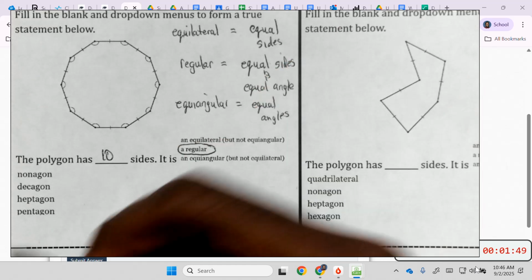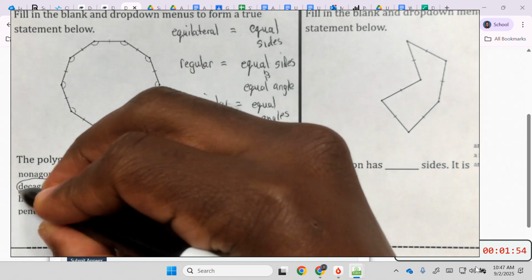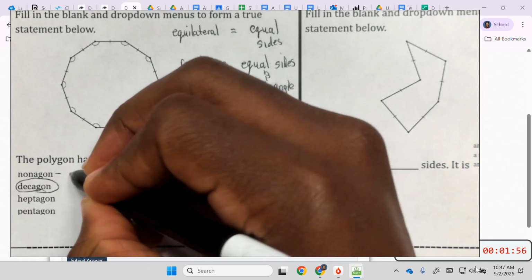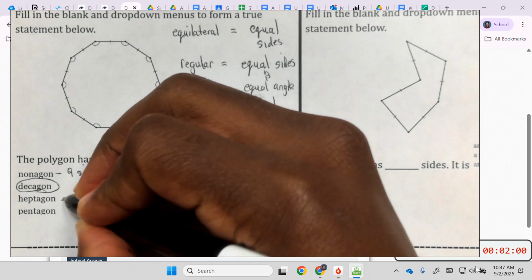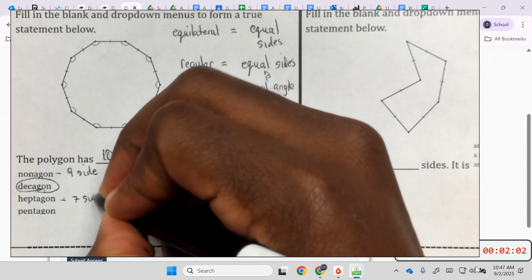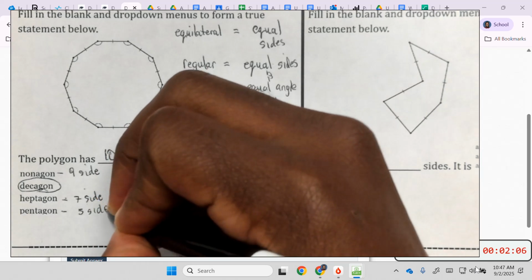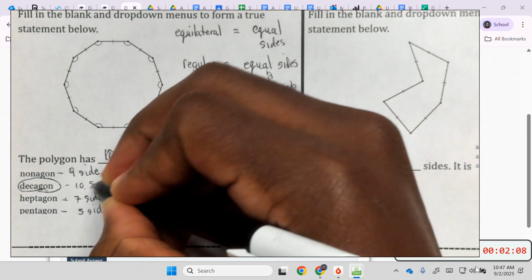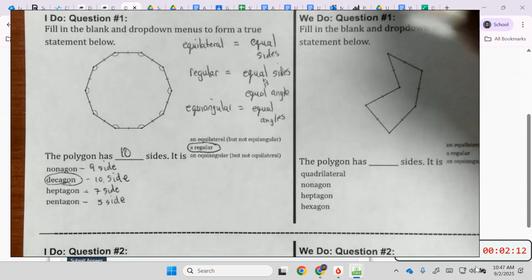When you have a 10-sided figure, it's called a decagon. A nonagon is 9-sided, a heptagon is 7-sided, and a pentagon is 5-sided. Again, a decagon is 10 sides, so our answer would be decagon. Let's try the next one.